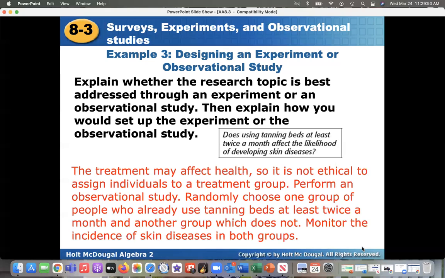Here's what they're saying. The treatment may affect someone's health, so it's not ethical to assign individuals to a treatment group. We basically talked about that. Perform an observational study, randomly choose one group of people who already use tanning beds at least twice a month, and another group which does not, and see down the road what happens, right? This is exactly what Kenzie was getting at. So make sure if you're applying a treatment, there's no harm. You don't want to provide harm to anyone.